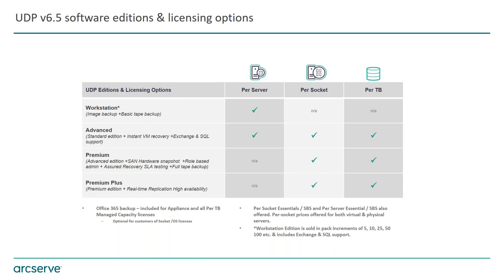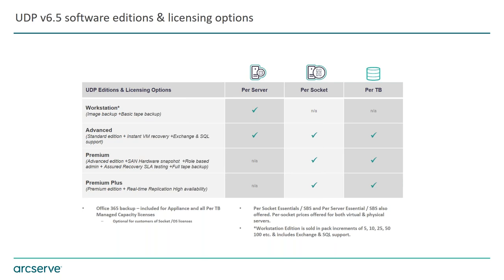We've also got per terabyte licenses, which is a managed capacity license. We license this basically on the amount of production data that you're backing up. So if you've got, you know, 50 terabytes of raw capacity in your SAN, but there's 35 terabytes populated, you'd buy a 35 terabyte license. So it's only the populated, utilized capacity that we measure the license. We also have a per server license with our UDP Advanced Edition.